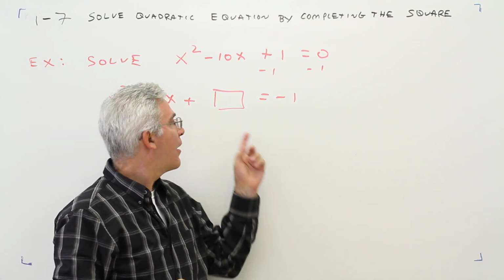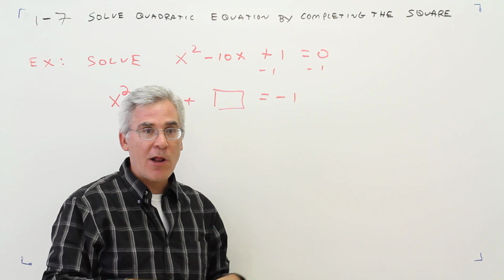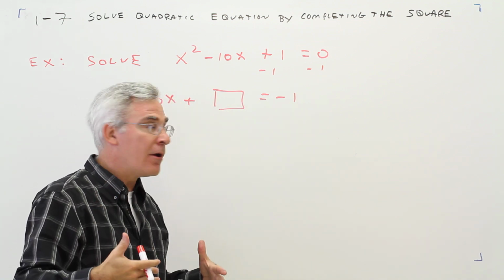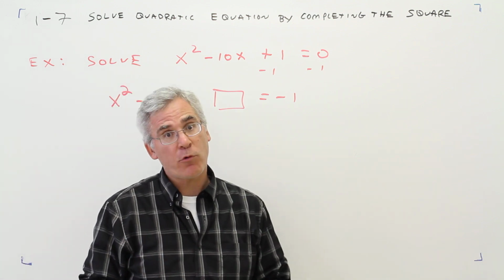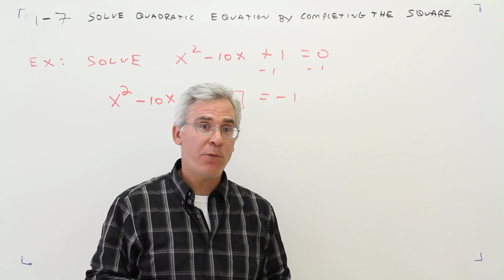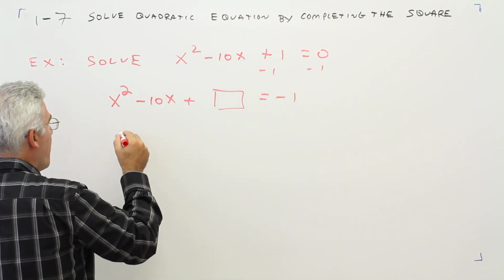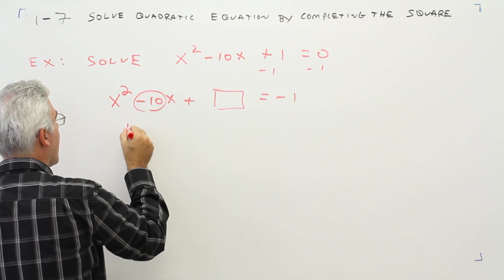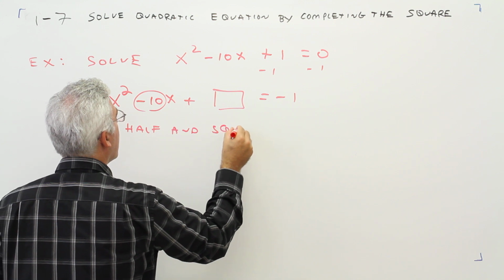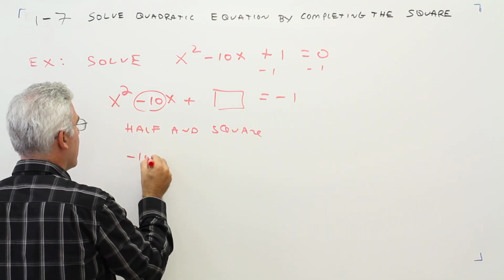And then I call that a magic box. There's nothing magical about it. What I want to do now is fill that box with the correct number that will give me a perfect square trinomial. And the correct number is found by saying the phrase half and square. It's so important, I'm going to write it down. Half and square. So half of that, and then square it.